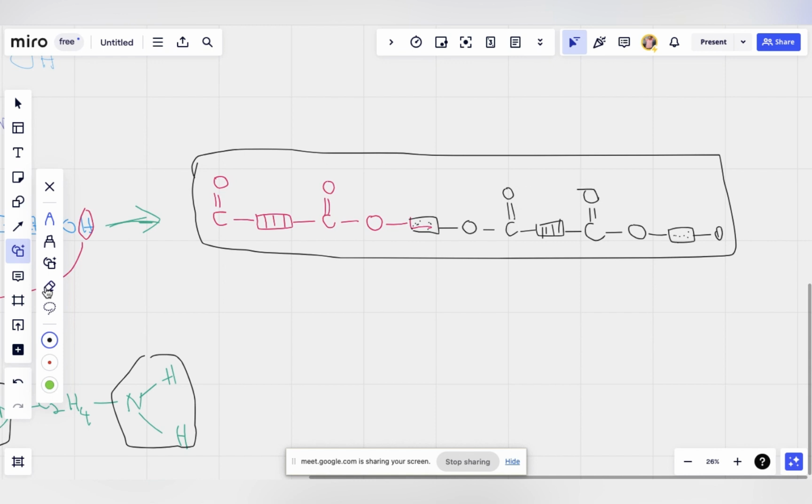Let's change the color. This is called the ester linkage. This place, we say ester linkage. And this polymer is called polyester. Remember, plus water. Water has also been formed. This polymer that is formed is called polyester. So, okay, polyester, this is how we make it.